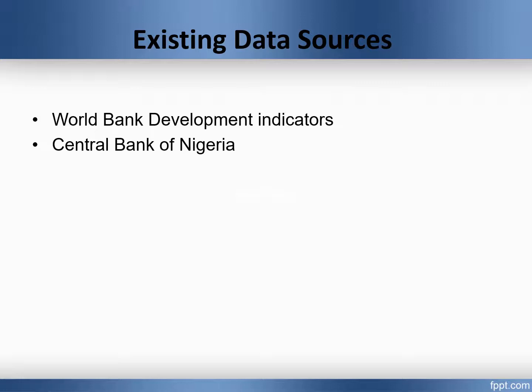Existing data sources. Basically, we have two existing data sources because the case scenario is Nigeria. We look at the World Bank development indicators for the impact of agricultural production in Nigeria. Also, the Central Bank of Nigeria data. We look at that also.